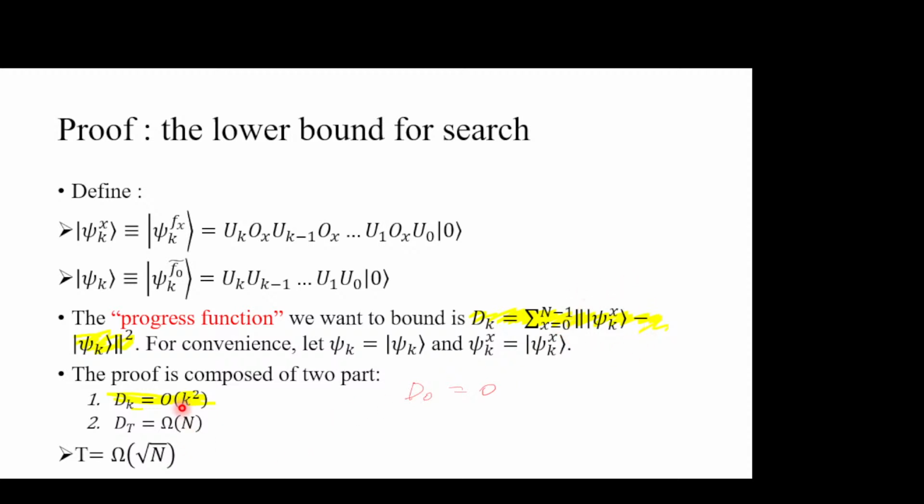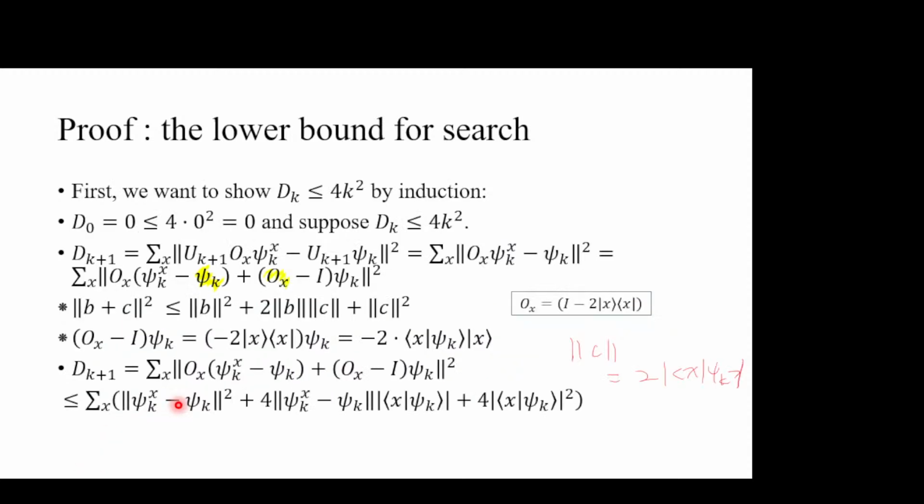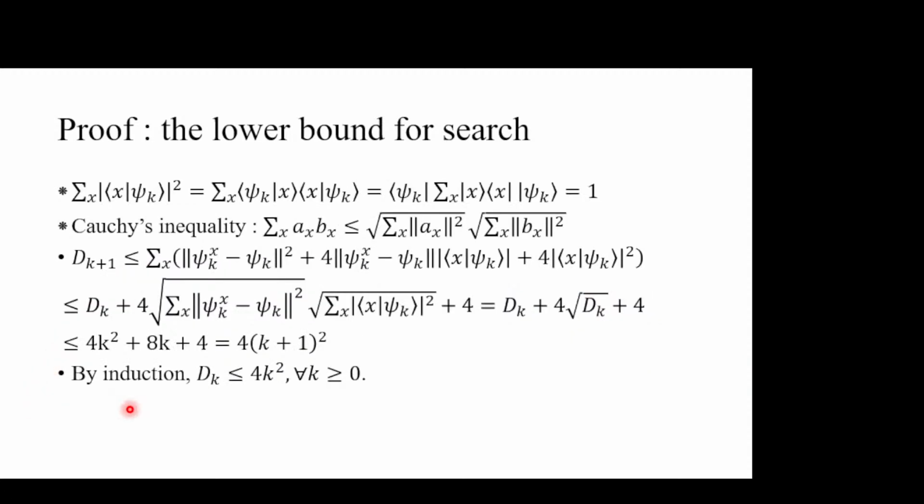And we go through this more mathematical part where we use induction to show that D_k is indeed order k squared. Basically we track how each oracle call can change this big D. When there is no oracle call, the big D cannot increase. When there is an oracle call, we use induction with the relationship between D_{k+1} and D_k, and by induction we show that D_k is less than or equal to 4k squared. So this is order k squared.